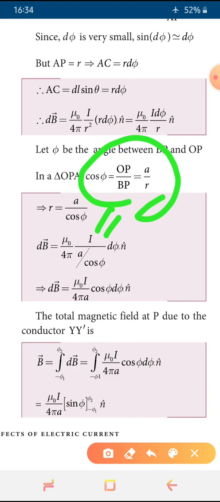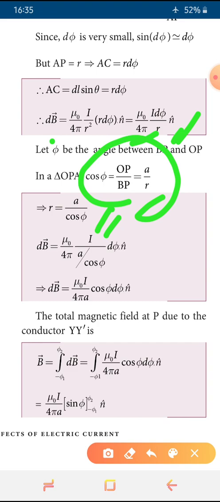Then we are substituting this R in this equation. So dB vector is equal to mu naught divided by 4 pi into I. We are substituting the value for R, A by cos phi. This cos phi will go up. Then the equation will become dB vector is equal to mu naught I divided by 4 pi A cos phi d phi into n cap.